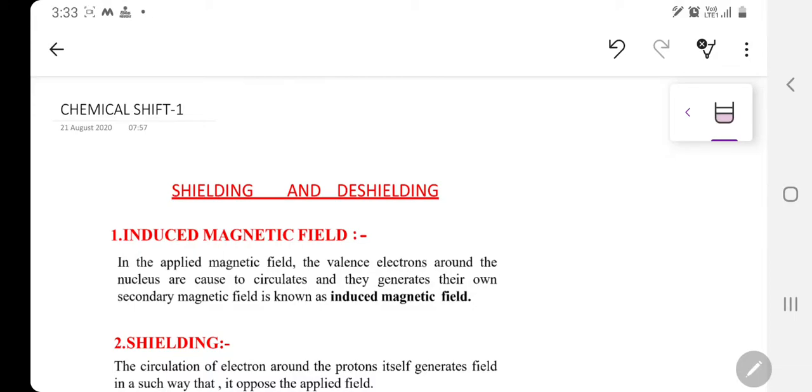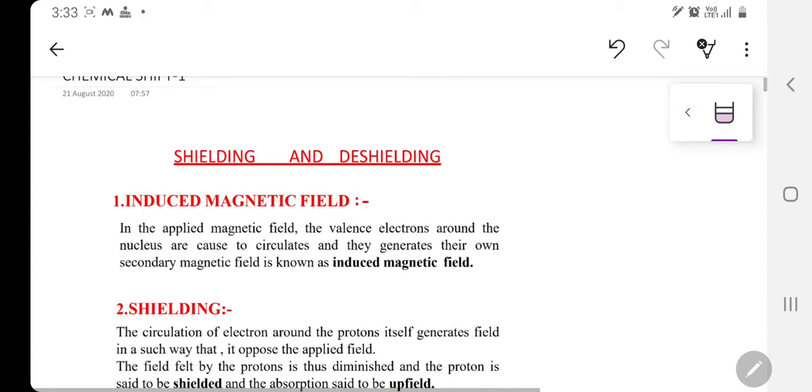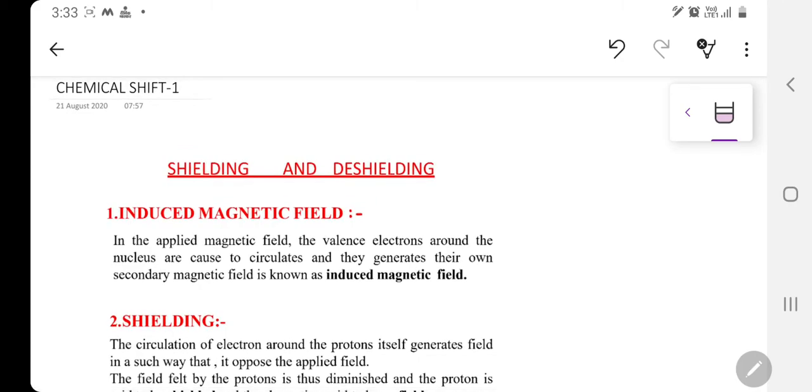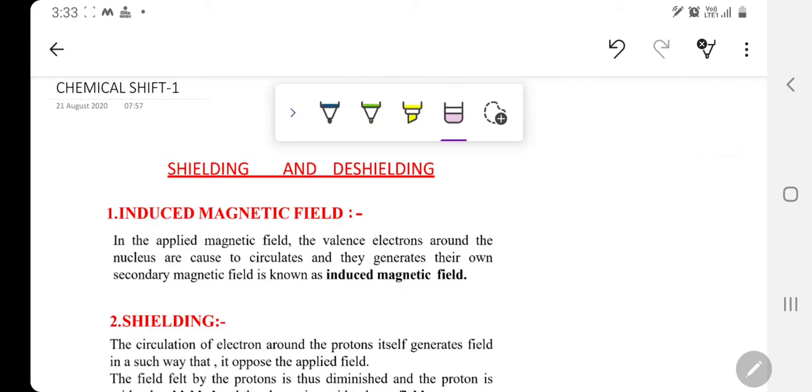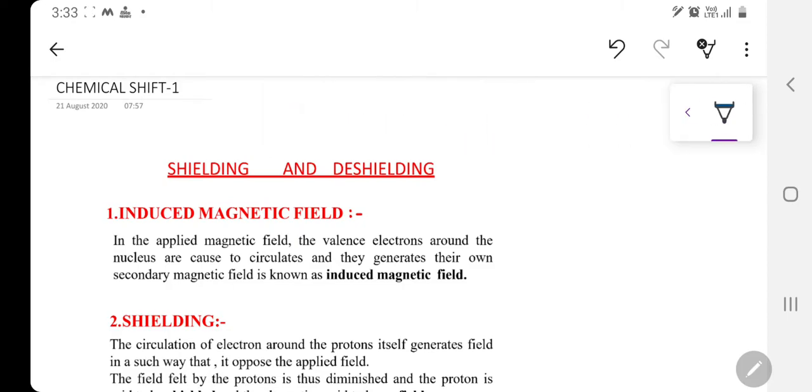Today in this lecture we discuss the position of the signals, meaning the chemical shift, or shielding and de-shielding effect. The first topic is induced magnetic field. In the applied magnetic field, the valence electrons around the nucleus are caused to circulate and they generate their own secondary magnetic field, known as induced magnetic field.